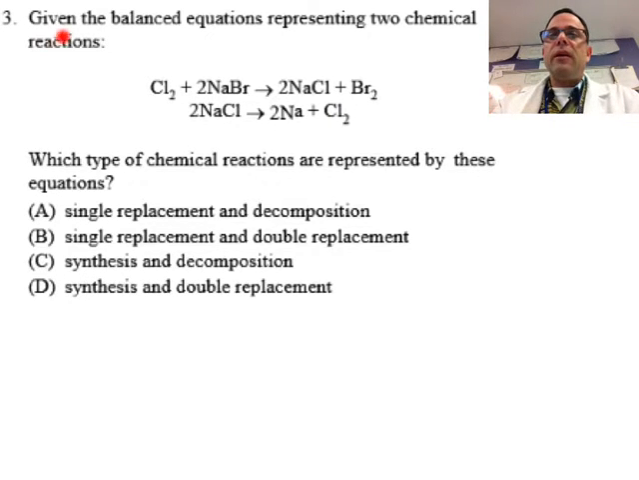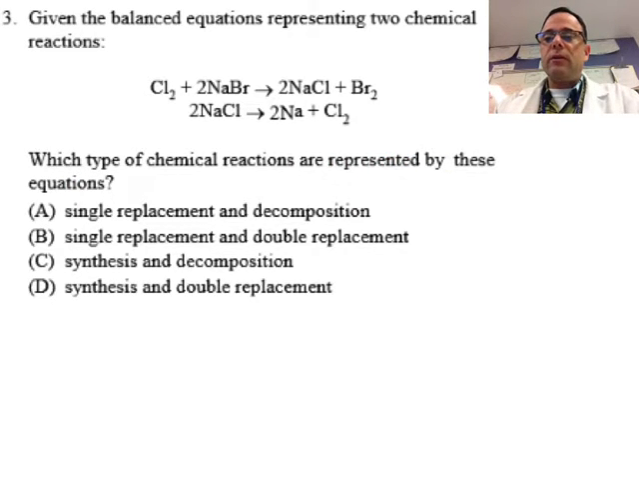Number 3, given the balanced equation representing two chemical reactions. Here we have 1 mole of chlorine with 2 moles of sodium bromide, yielding 2 moles of sodium chloride and 1 mole of bromine. Here we have 2 moles of sodium chloride yielding 2 moles of sodium and 1 mole of chlorine. Which type of chemical reactions are present in these equations?